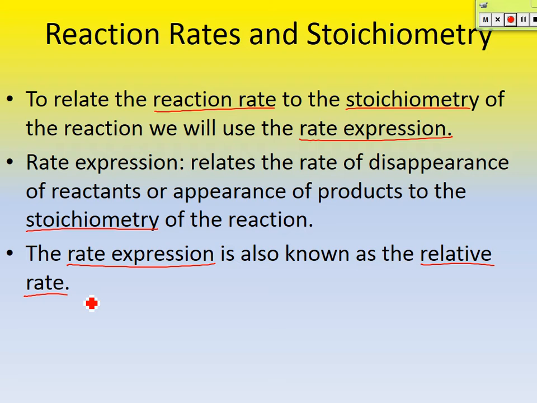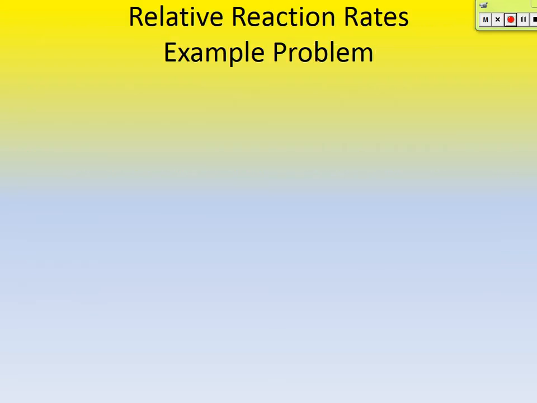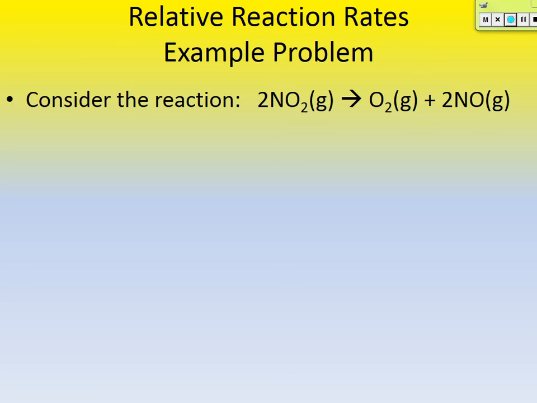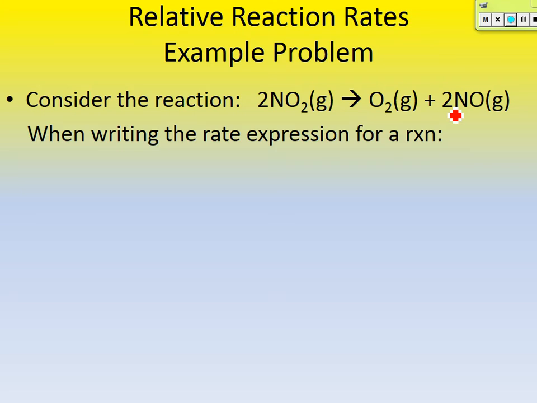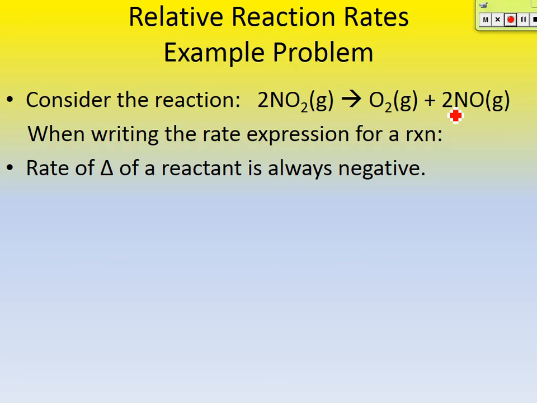Okay, so let's get into it. Let's learn about rate expressions. So let's consider this same chemical reaction. 2 moles of nitrogen dioxide are decomposing to form 1 mole of oxygen and 2 moles of nitrogen monoxide. Well, when we write the rate expression for a reaction, very important, okay? When we write them today, we've got to remember that the rate of change for a reactant is always negative. Why is the rate of change for a reactant always negative? It's going down. Yeah, good. Its concentration is decreasing over time. It's disappearing. So it's got a negative slope.